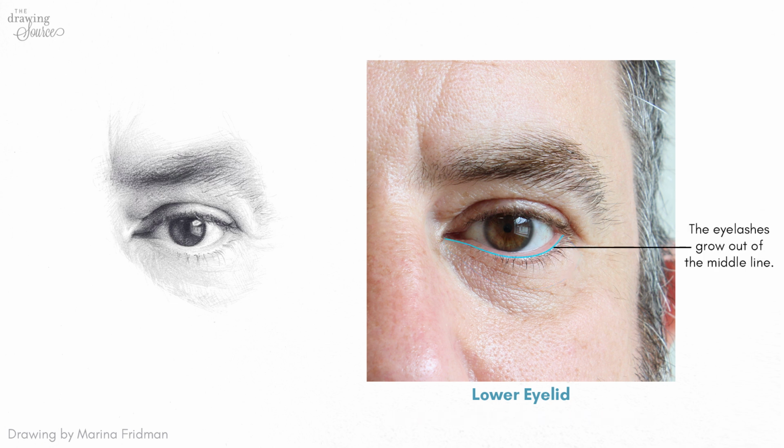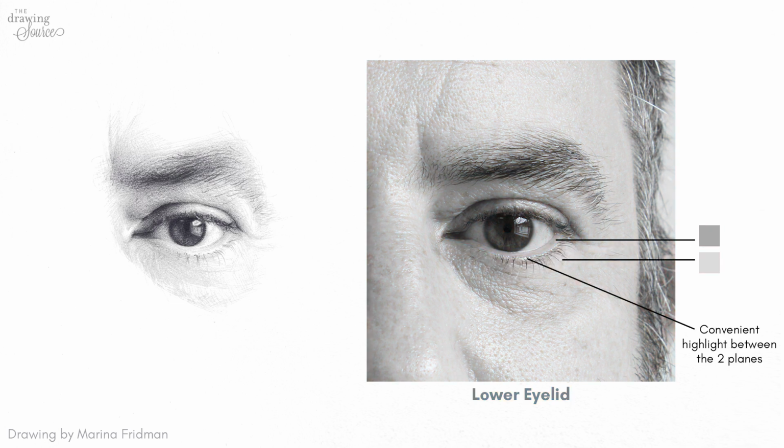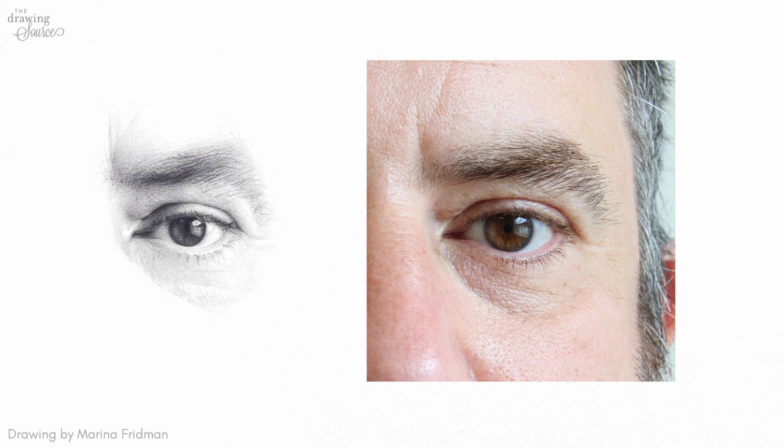Again, the eyelashes grow out of the middle line separating the top plane from the front plane, which can greatly help us locate that angle change. When eyelashes are sparse or not very visible, again we look for a value shift, a difference in lightness and darkness between the 2 planes. We started with this example because these lines are very clear on this individual in this pose.